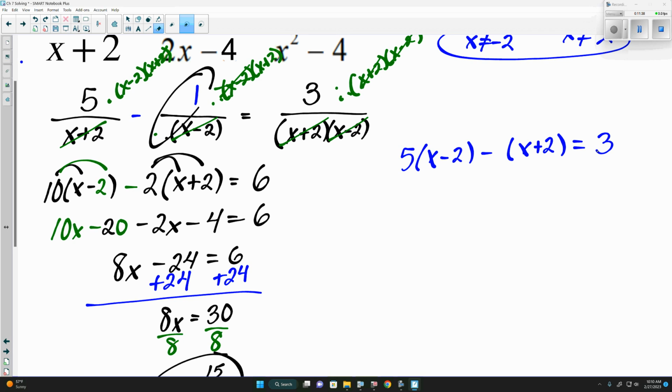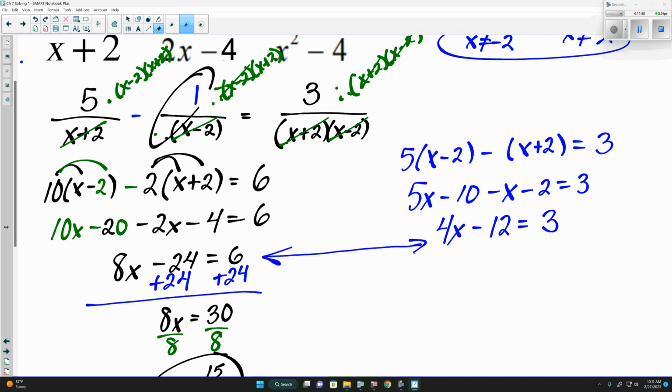Because here if we distribute through, 5 times x is 5x. 5 times negative 2 is negative 10. Here we'd have negative x minus 2 is equal to 3. 5x minus x is 4x, negative 10 minus 2 is negative 12 is equal to 3. Are these two here similar? The only difference, the one in black is multiplied by 2. So that extra factor of 2 that we did multiply everything by increased it by a factor of 2.